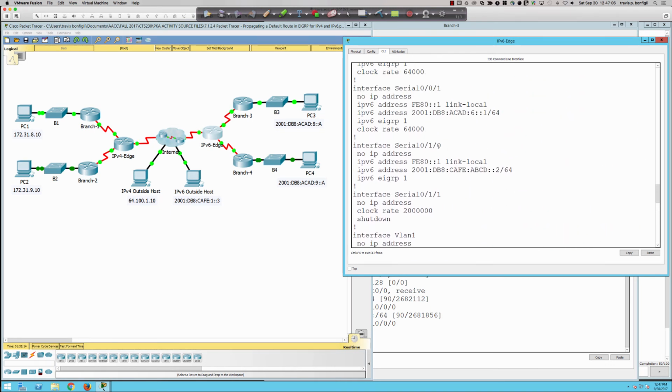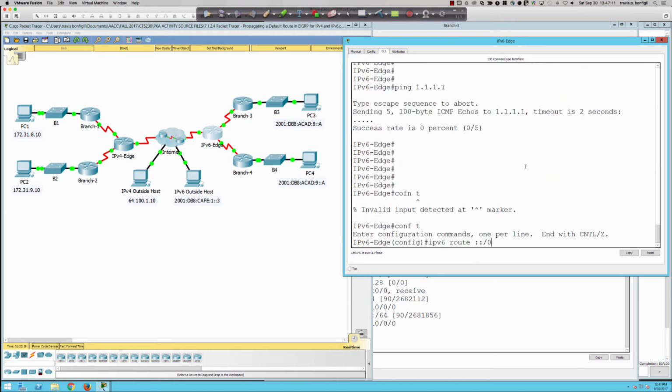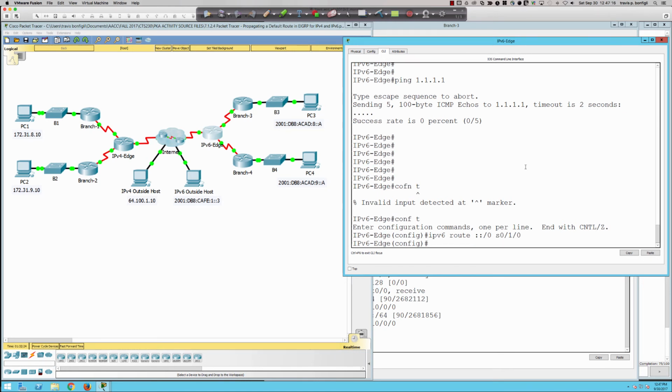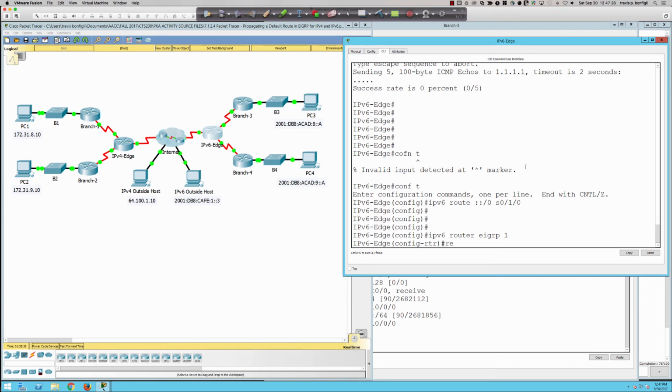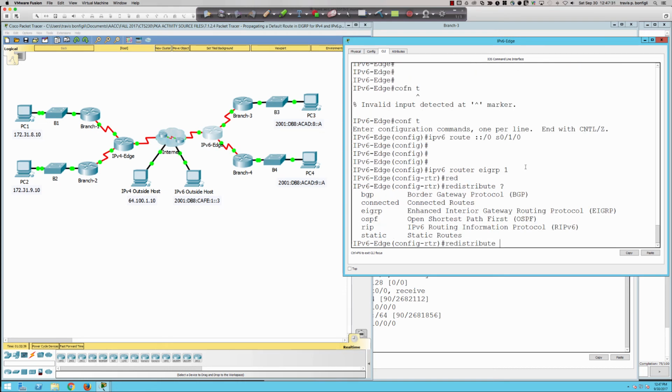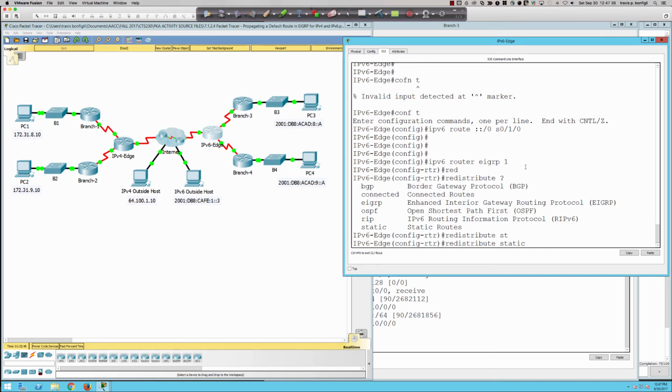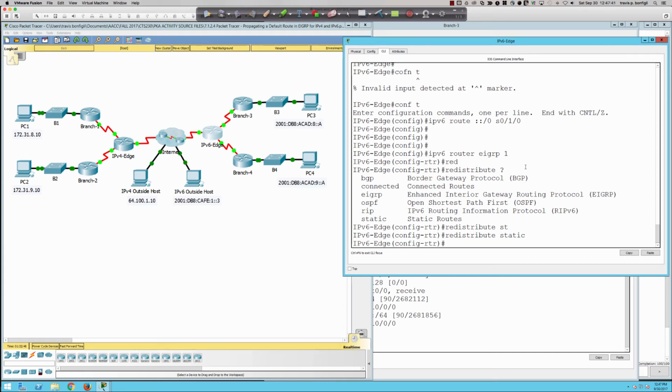And I'm scrolling up here, and it is the same interface. This goes out to the serial 0/1/0 to the internet. So we put that in there, and we're gifted those 25 points. And now we already know what to do. We simply go to IPv6 router EIGRP 1. Boy, that transition sometimes is tough. And we do our redistribute statement. And again, we're redistributing from another protocol, and static is considered another protocol.